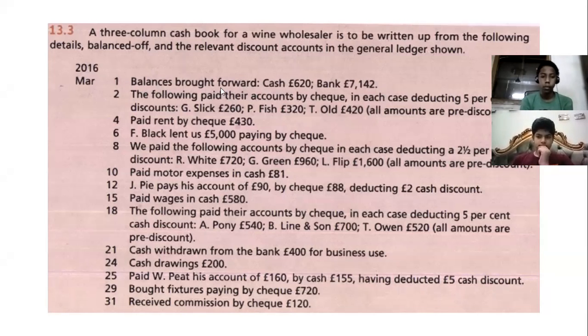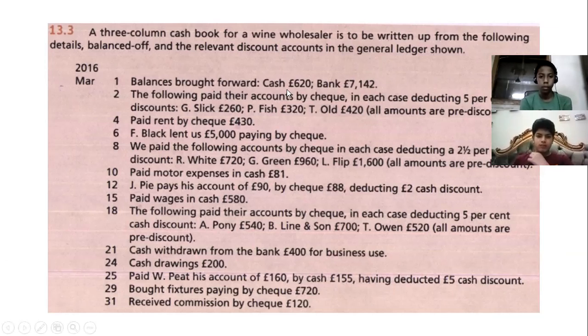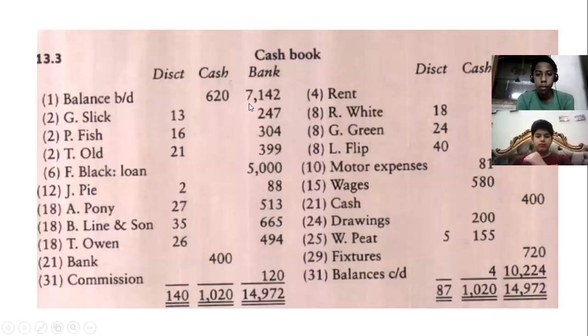Okay, so balances brought forward: cash 622 and bank 7142. How will you write the balance? You will write balance b/d, and then cash, 620, and bank, 7142. Simple, you will write it here in the cash column. This is how you write the balance. Then next we will be shifting the slides one by one, so don't be confused with that.